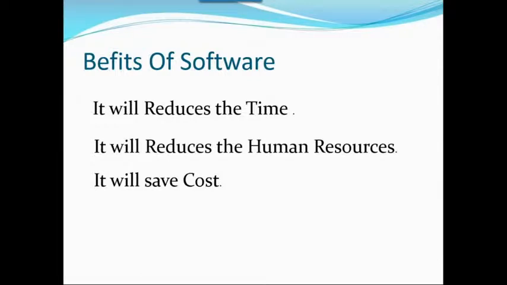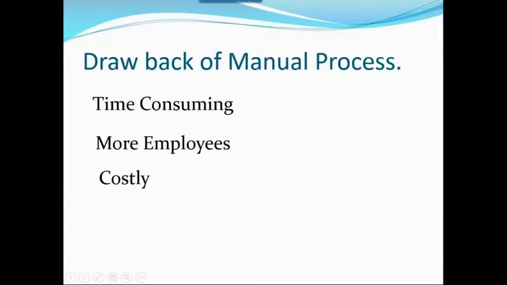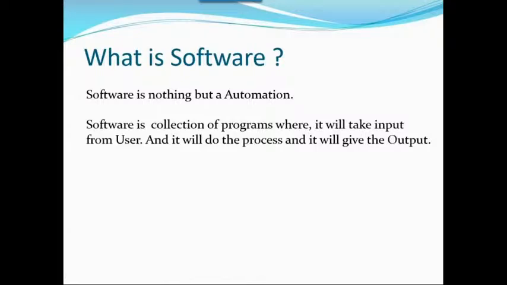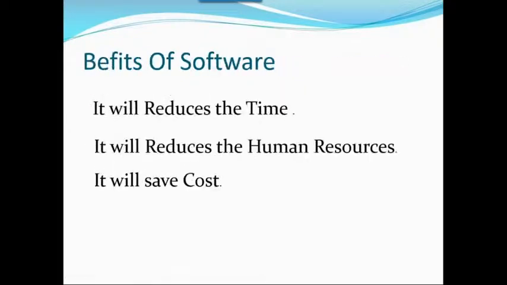Okay. So you understand what is the difference between manual testing and automation testing? Good. So what are the benefits of automation? If you are using automation testing, what will happen? It will reduce the time. If you use automation, it will reduce the time, and it will reduce the human resources, and finally it will save the cost. So this is mainly the difference between automation testing and manual testing.